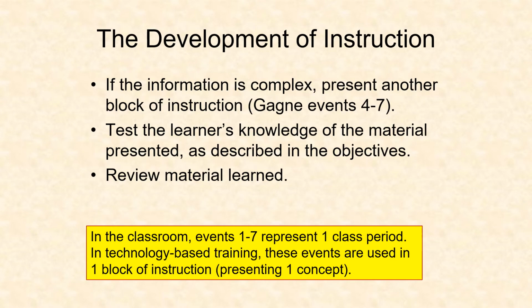If you are a classroom teacher and you already use Gagne's model to support your lesson planning, realize that in the classroom, Gagne's events 1 through 7 represent typically one class period, and then 8 and 9 wrap up a unit. Now, in technology-based instruction and training, however, it's going to be different. Steps 1 through 3, and then present a small block of instruction, and then that's 4 through 7, and then present another small 4 through 7, and then another objective 4 through 7, and then wrap up with the assessment and steps 8 and 9.